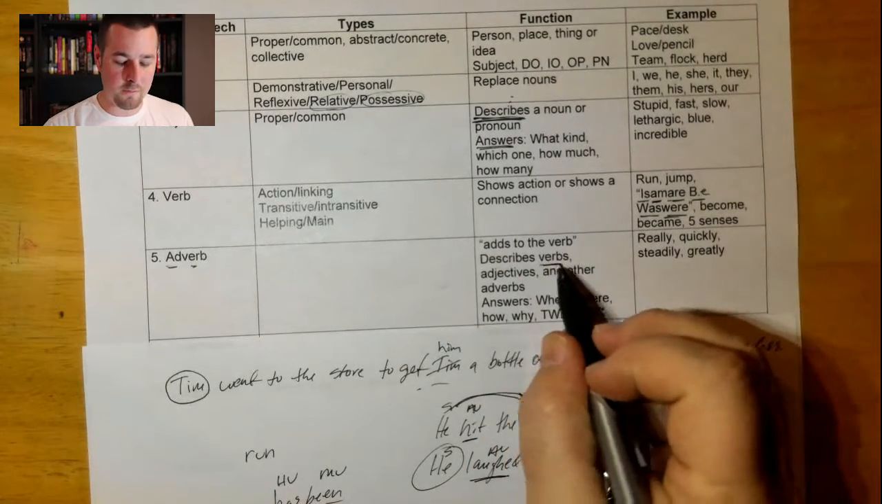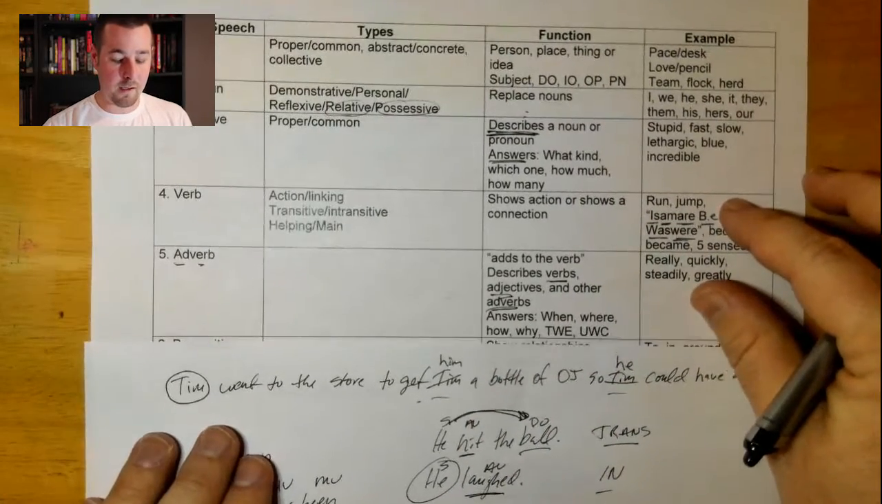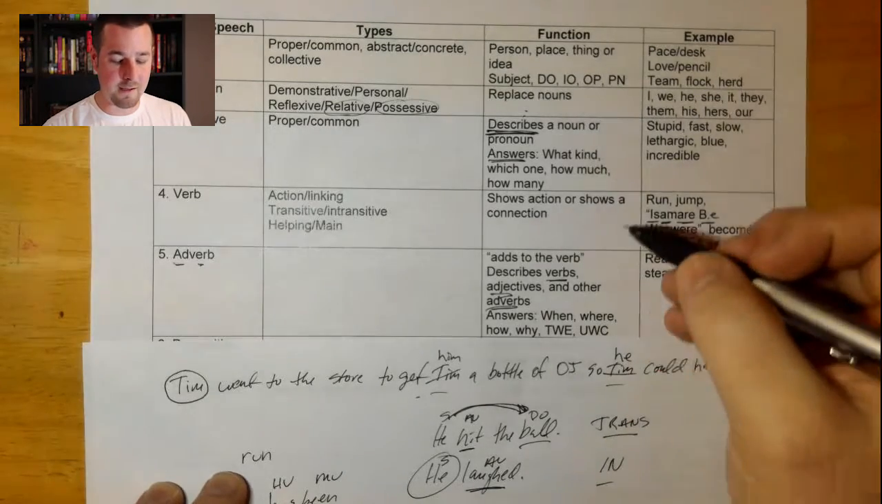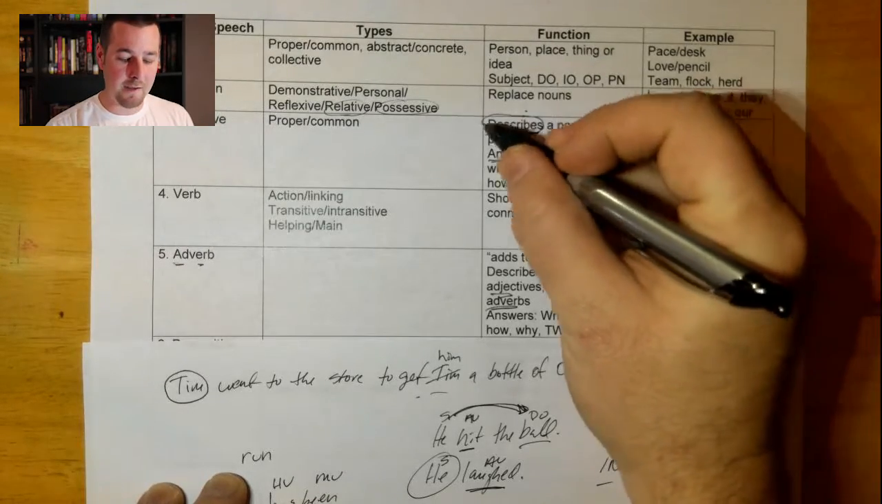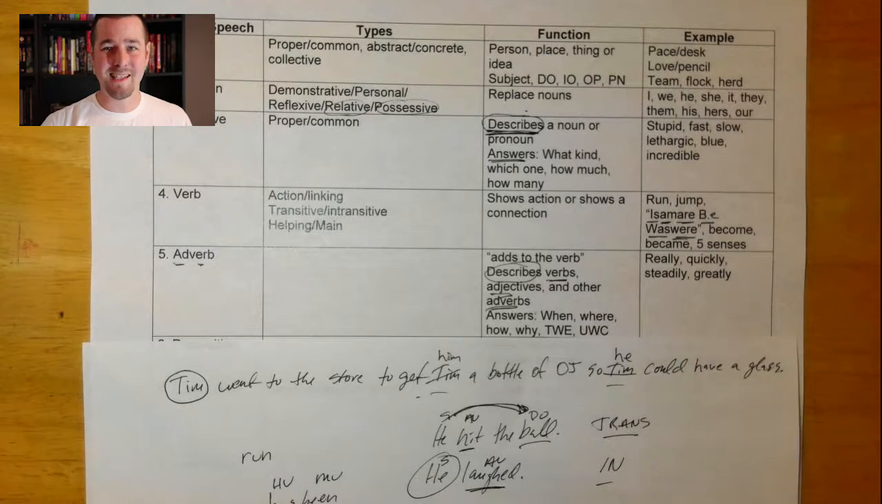It describes verbs, adjectives, or adverbs. I mean, it can do the job for all 3 of those. It can describe any of those. Now, notice that it does not do the same thing that the adjective does. Even though they have the same job, they both describe things, they don't describe the same things.